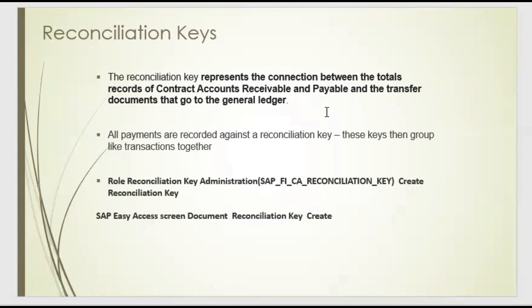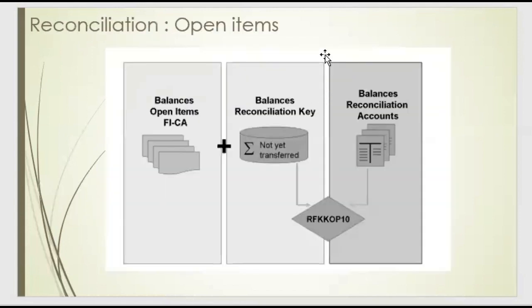Right. So let's consider you have some FICA documents, and open items are there. And all these open items are held under a key, the reconciliation key. That means it is still in an in-between process or in a staging table, which is not posted under the general ledger. So if the posting does not happen for any of the documents, what will happen? It will still be in that reconciliation key.